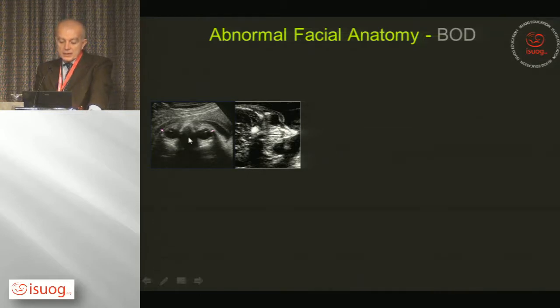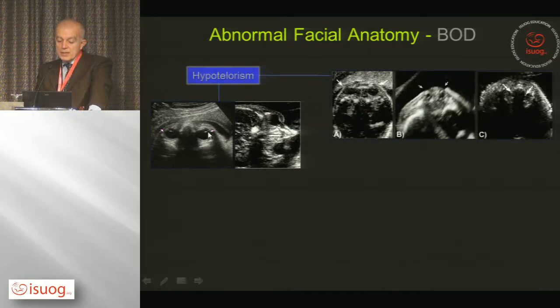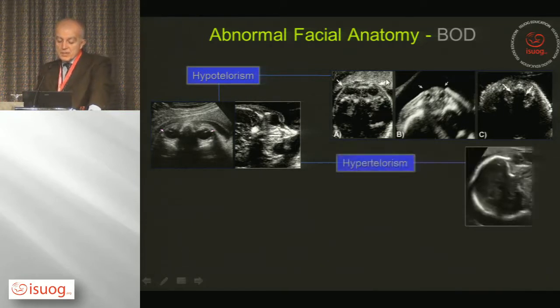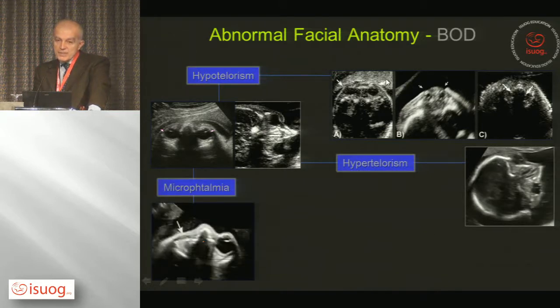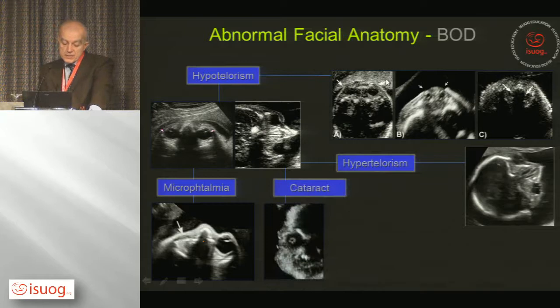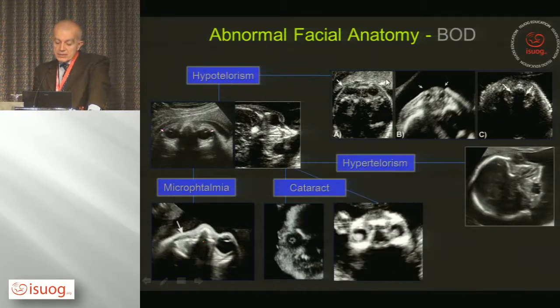So let's start from the binocular view here. You can see abnormalities of the orbits, in the sense that the interocular distance may be reduced, such as in hypotelorism, with various degrees of hypotelorism, or it may be increased in hypertelorism. You may have a missing orbit or a very small orbit on one side and not on the other, or on both sides, and that's consistent with a diagnosis of microphthalmia or anophthalmia. And then you may detect abnormalities of the lenses, such as cataract.